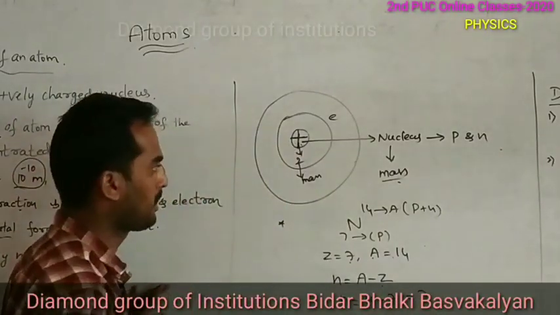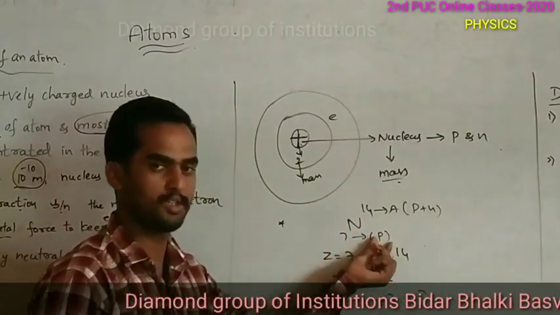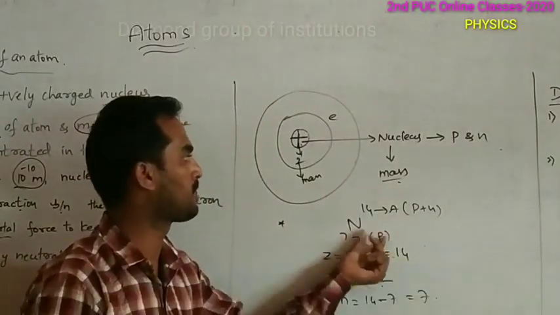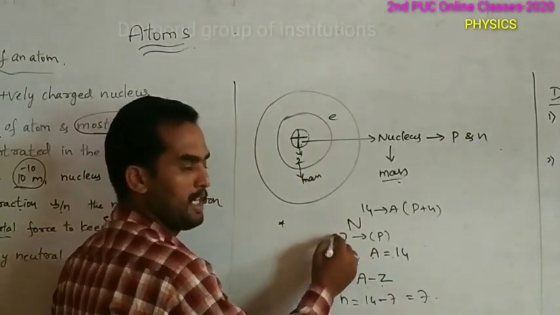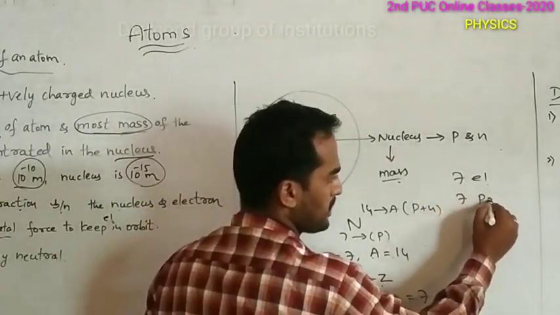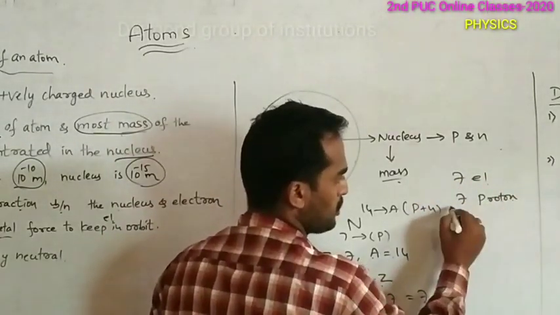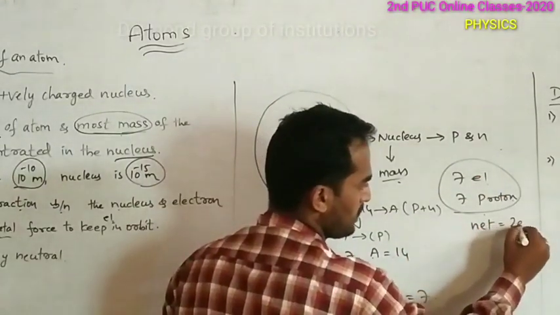But remember that in most atoms, whatever the number of protons there, that many electrons are also present in an atom. That means in nitrogen, how many electrons are present? 7. How many protons are present? 7. So what will be the net charge? That is called as 0.